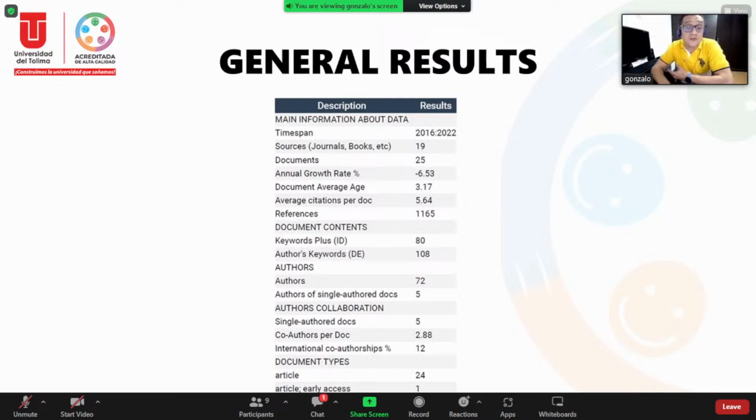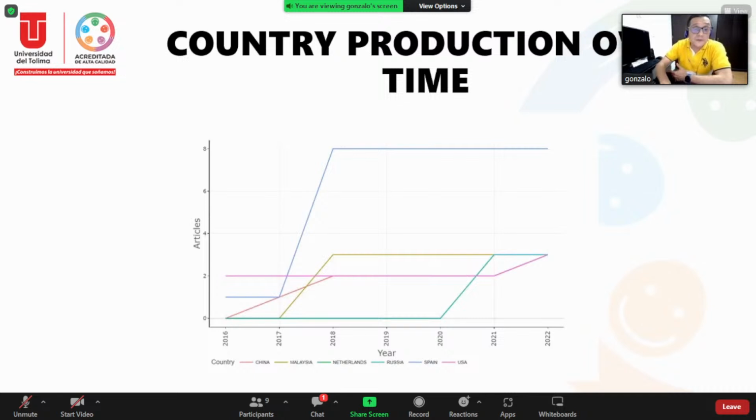This graph shows where those articles that I selected were written. Most of the articles were written in Spain, and you can see the blue line. Maybe it's too thin, maybe you cannot see it very well, but it's Spain, the country where most of the articles related with pedagogical models have been written since 2017 up to now.